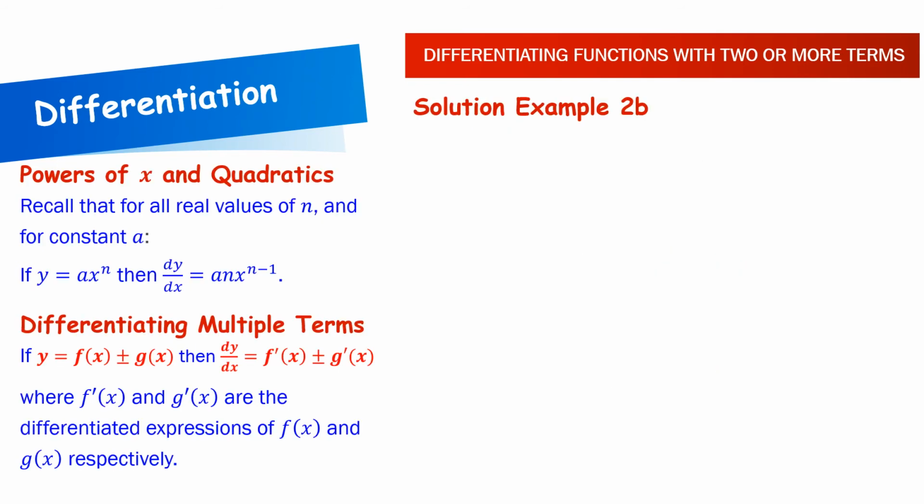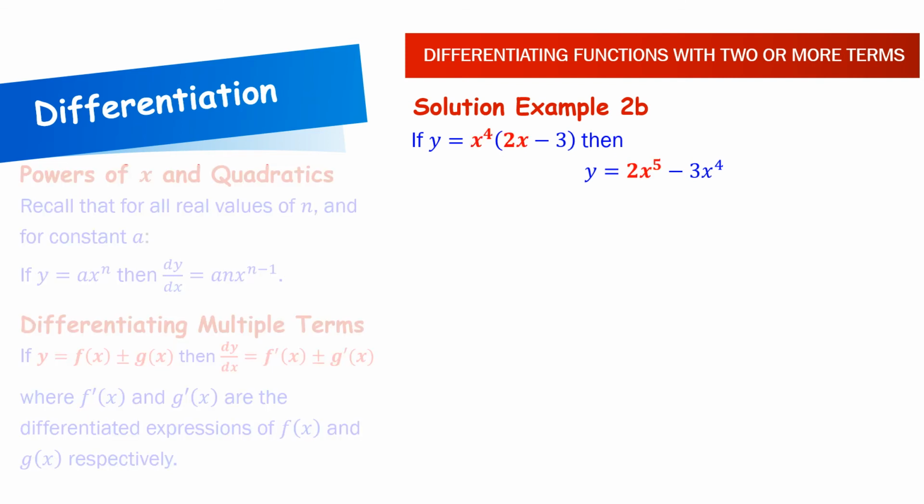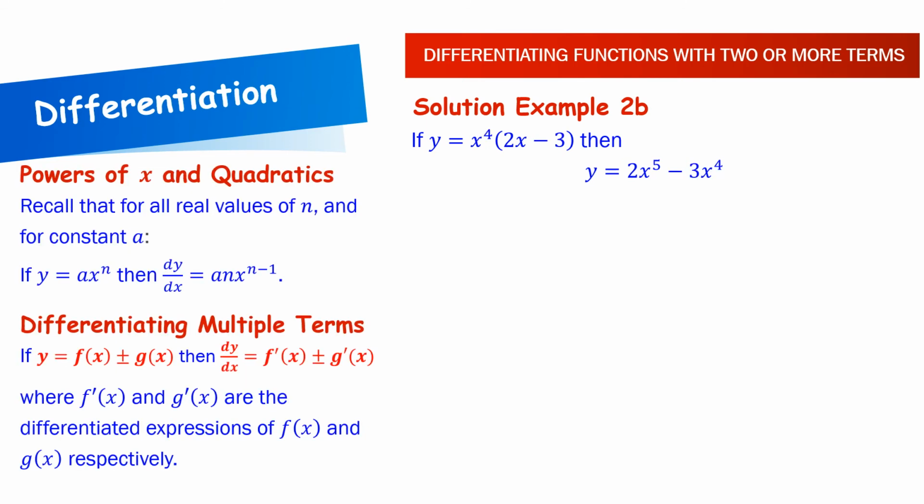And now for example 2b. We are required to differentiate y equals x to the 4 times 2x minus 3. Again, this is not quite in a format that we can work with, so we need to rewrite this so that we can differentiate. Multiplying out gives us that y equals 2x to the power 5 minus 3x to the power 4. Here we have 2x to the power 5, and here we have minus 3x to the power 4. Now we can differentiate term by term.